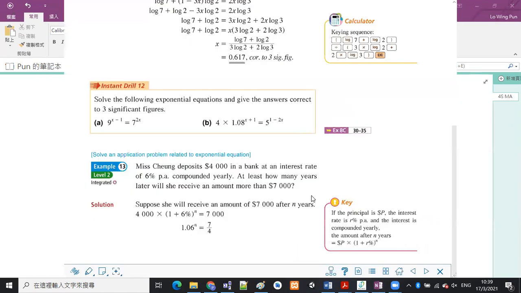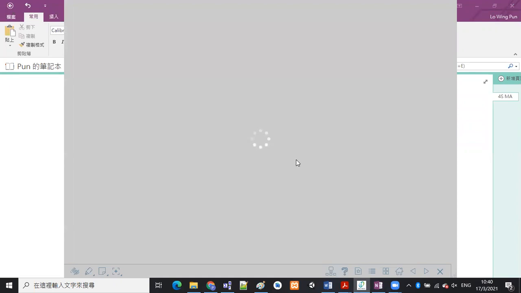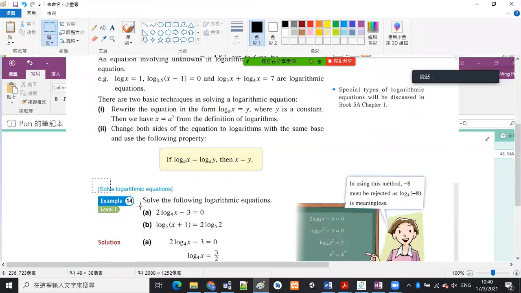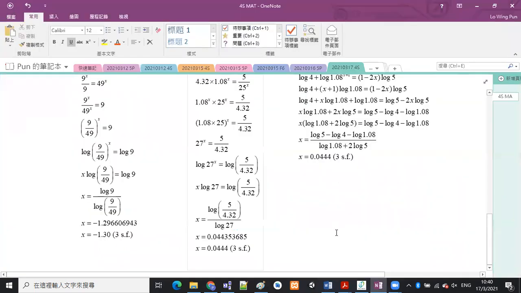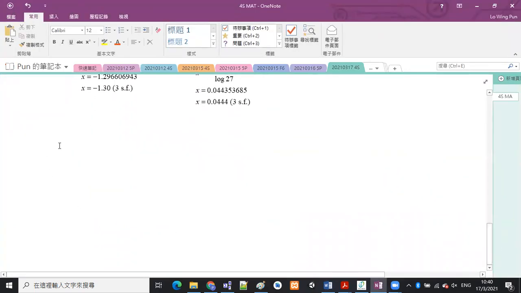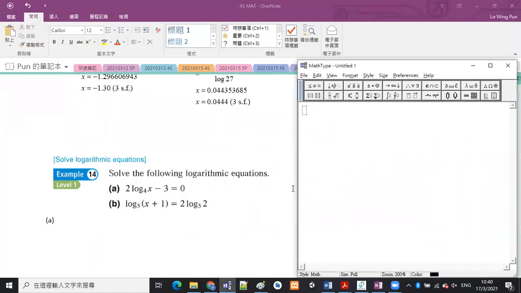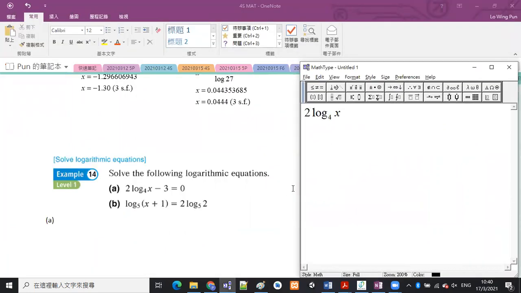Example 14 on the next page. My approach is a little different from the book. The book asks you to memorize a formula, but my approach teaches you a technique that is more general and can be used more widely. 14A. So we have 2 times log x base 4 minus 3 equals 0.